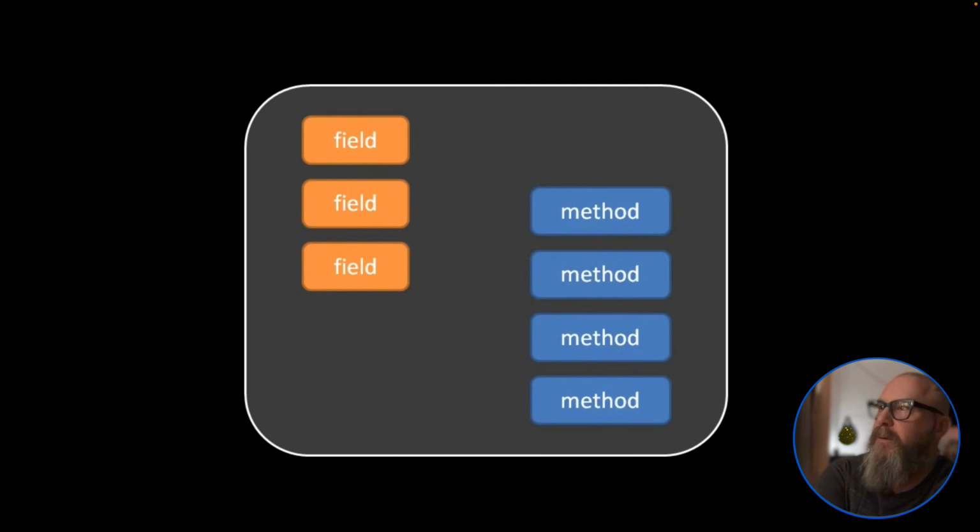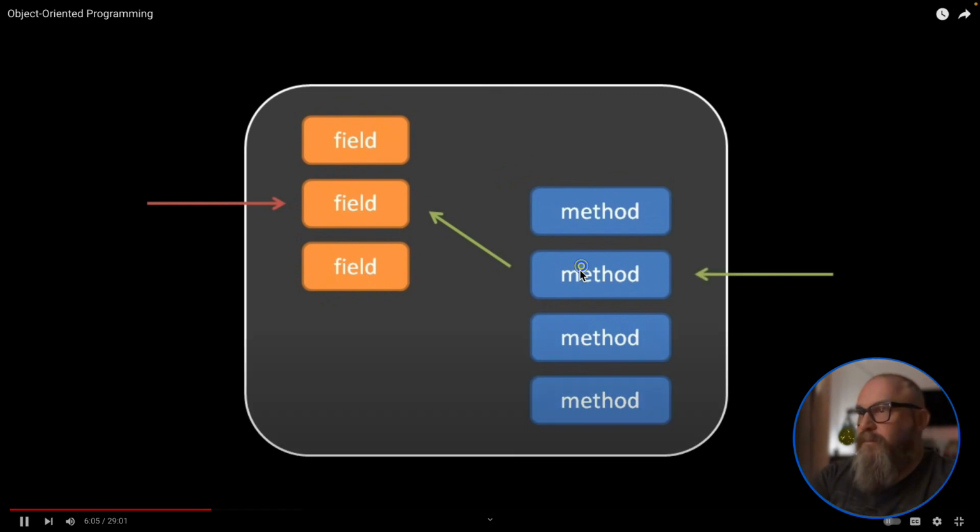Say that this here represents some instance of a class with 3 fields and 4 methods. If we want to read or write one of these fields, we should not do so directly from outside the object. Only the methods of the class should be directly reading and writing these fields. Externally, we only interact with the fields indirectly by invoking the methods. So this is the visibility stuff.